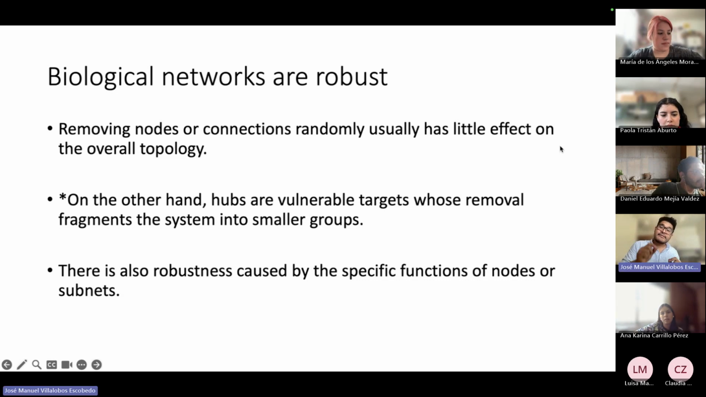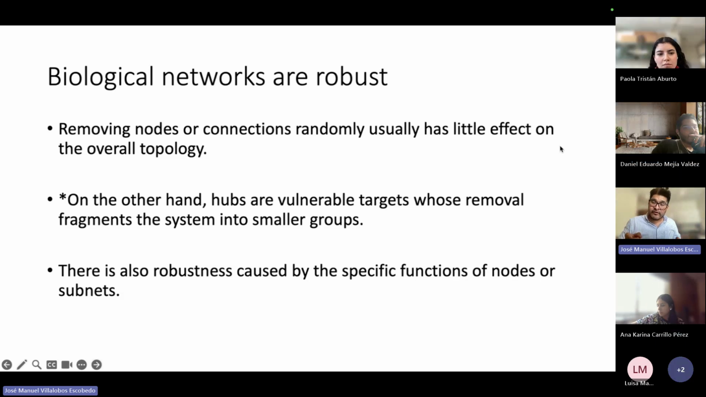The hubs are central nodes with super high centrality. That means that they are connected with many nodes. By calculating the average of connections in the whole network, we can describe which genes or nodes are hubs in our network. And that means that these hubs are super vulnerable targets if we remove this element.